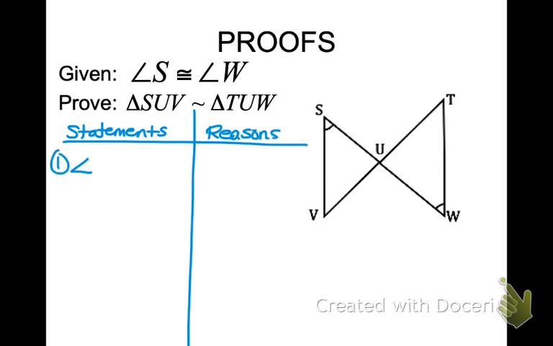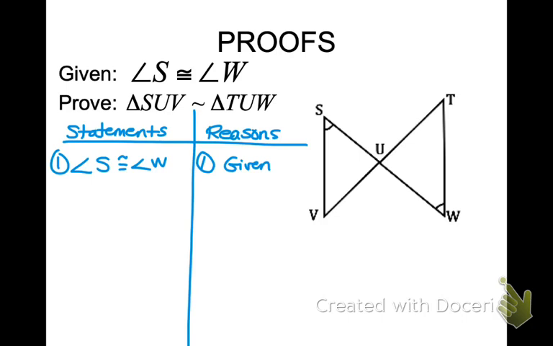And line 1 should always be your given. So we are given angle S is congruent to angle W. Given. Again, it's still going to hold true that line 2, if you're stuck, can be the reflexive property or vertical angles. The only difference is our reflexive property is going to be for an angle congruent to an angle and not necessarily a side congruent to a side.